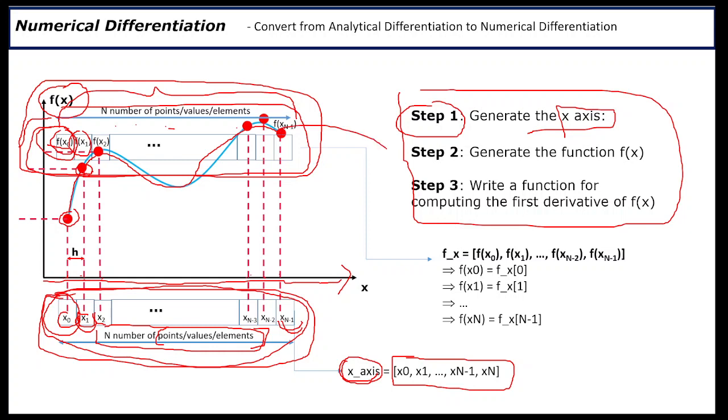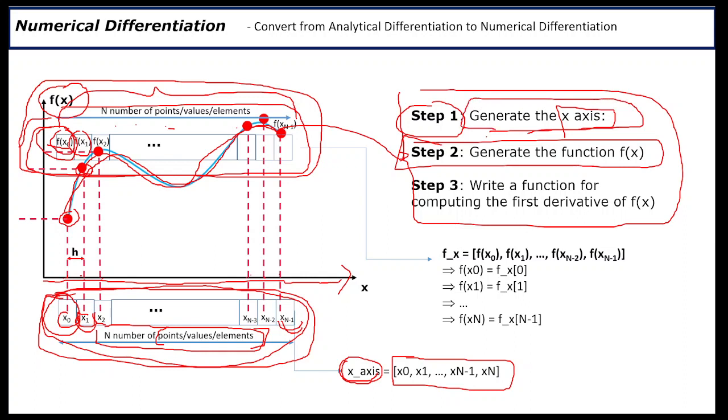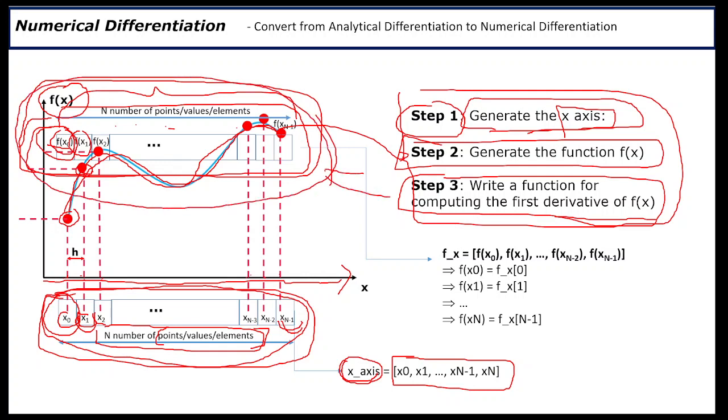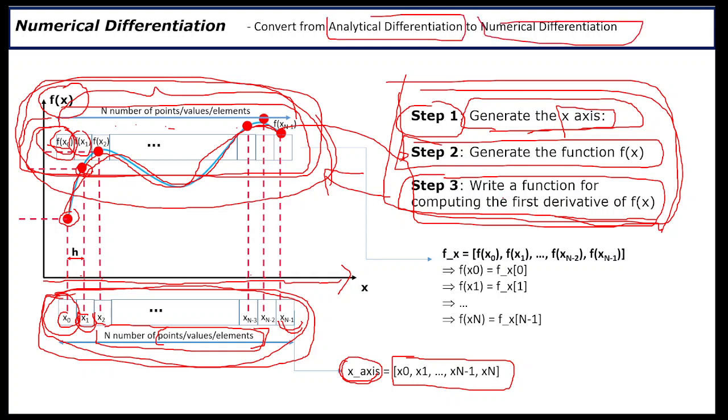That will be our second step. At the second step, we generate our blue curve, our function, based on the x-axis that we generated at step 1. And finally, at step 3, we compute the derivative of the f function based on the generated array of the f function here. So these are the 3 steps we need in order to convert an analytical differentiation to numerical differentiation.